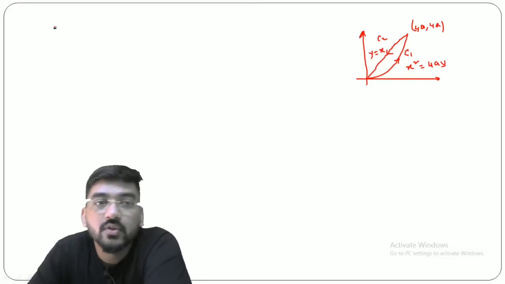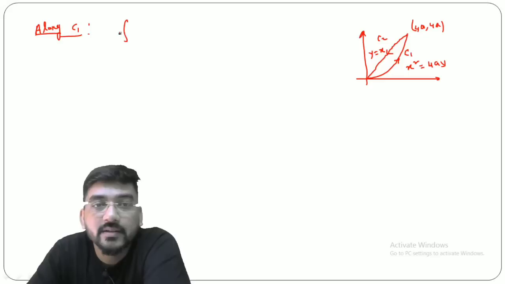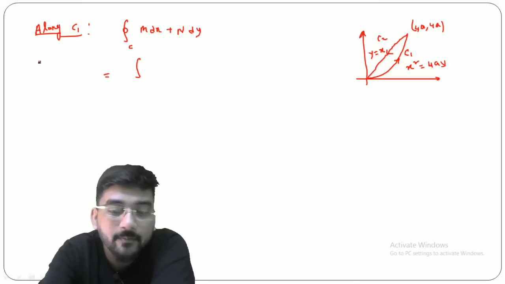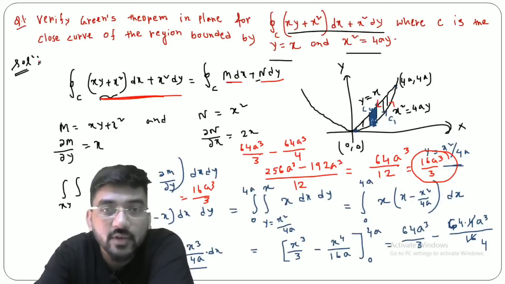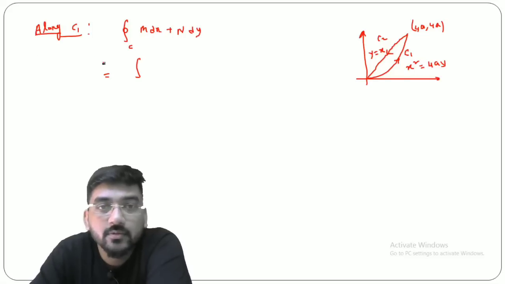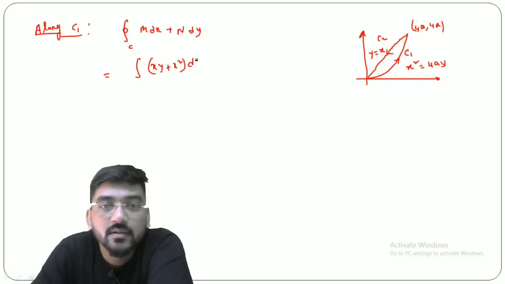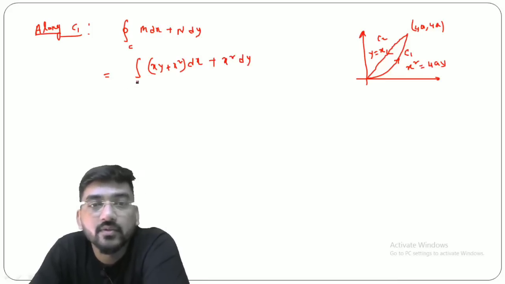So now let me solve the line integration along C1. What is the line integration? Line integration is M dx plus N dy. And M is given: we have xy plus x square, and N is x square. So it will be xy plus x square into dx plus x square dy. So this is given. Let me do it for C1 first.